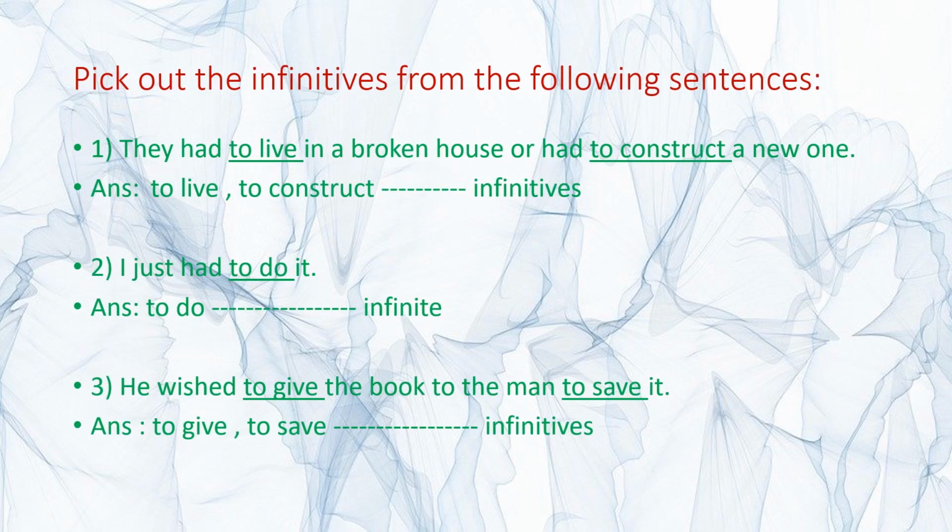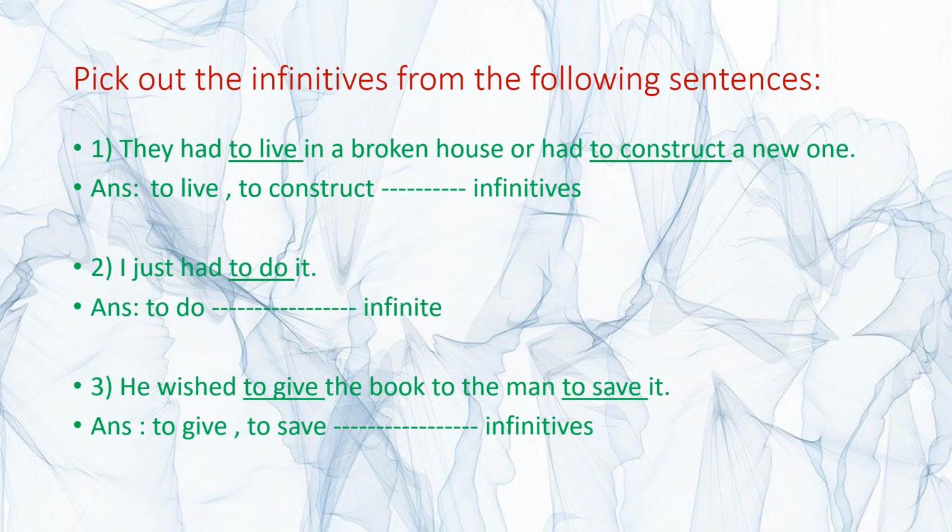The next question on the screen is, pick out the infinitives from the following sentences. Right? So what is an infinitive, students? An infinitive is a non-finite verb usually formed by adding to before the root verb. Right? So you have to find the verb and then to plus verb. So that is going to be the infinitive. Now see the first sentence here. They had to live in a broken house or had to construct a new house.